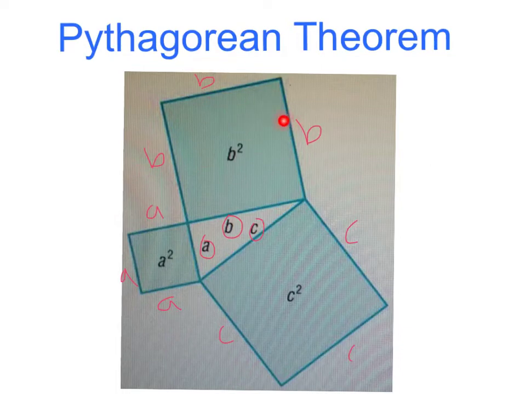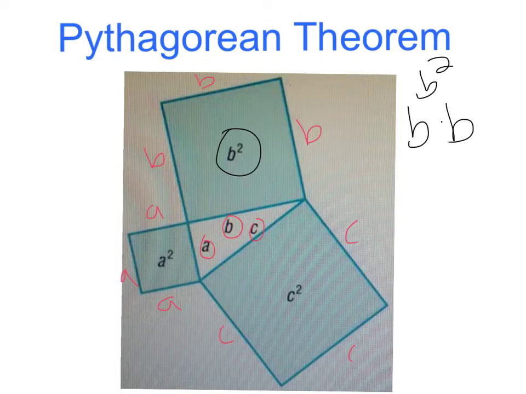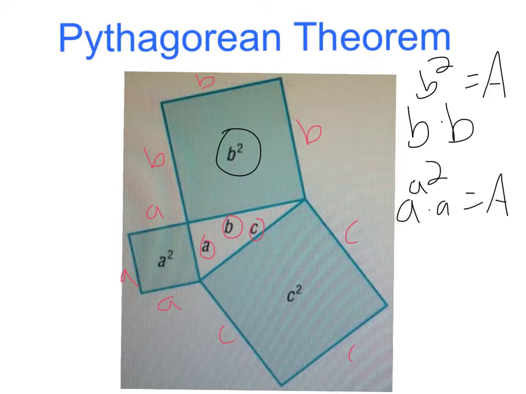Now, if we know that this side length is B, then we know that the area of square B is B squared, because in order to find the area of any square, you take and multiply whatever side you have the length of by itself. So we'd say B times B, or B squared, is the area of square B. Then for square A, that's A times A, or A squared. That'll give us the area of square A. Then C times C, or C squared, will give us the area of square C.